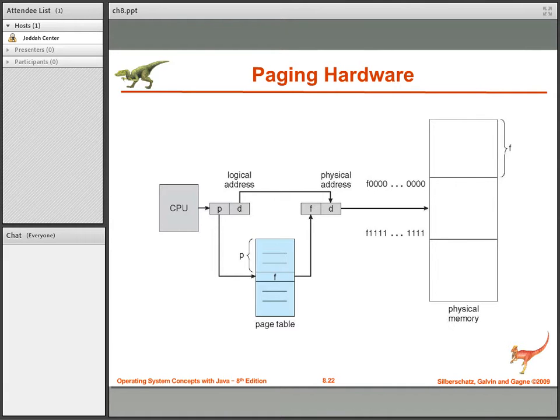On the right, in the physical main memory, you can see that F is what points to the start of the space in the main memory where we are going to start putting the logical address, and it has a length of D in the physical memory.